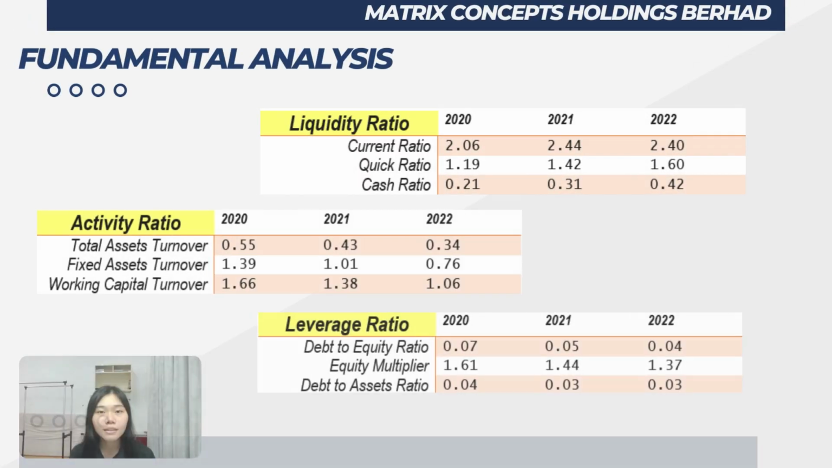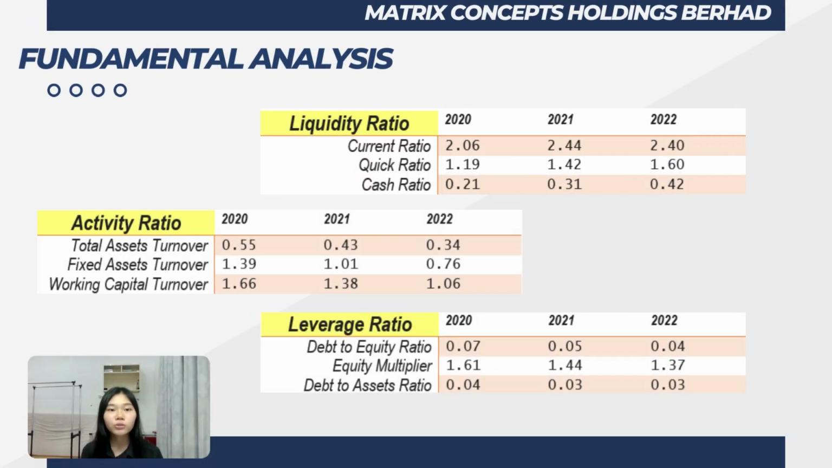In fundamental analysis, Matrix's liquidity ratios show good results except for the cash ratio, which is recorded as risky as the entity has twice as much short-term debt compared to cash. Activity ratios show unfavorable overall, especially total assets turnover, which does not reach the minimum benchmark of 1.0, illustrating Matrix's total assets are not generating enough revenue for a particular year.